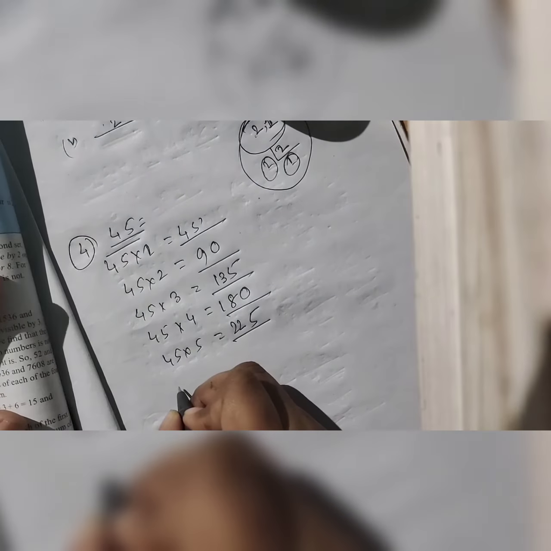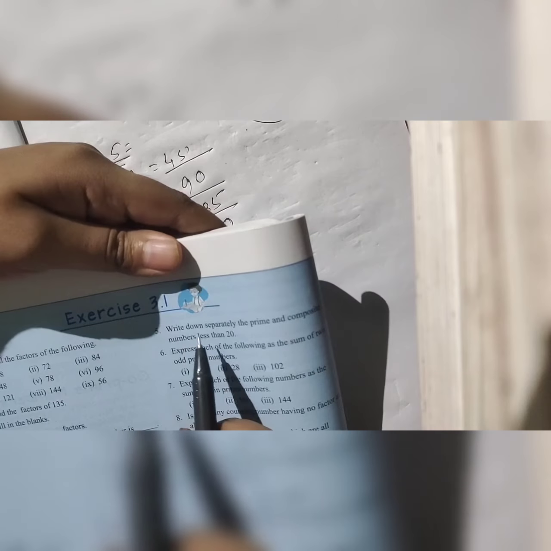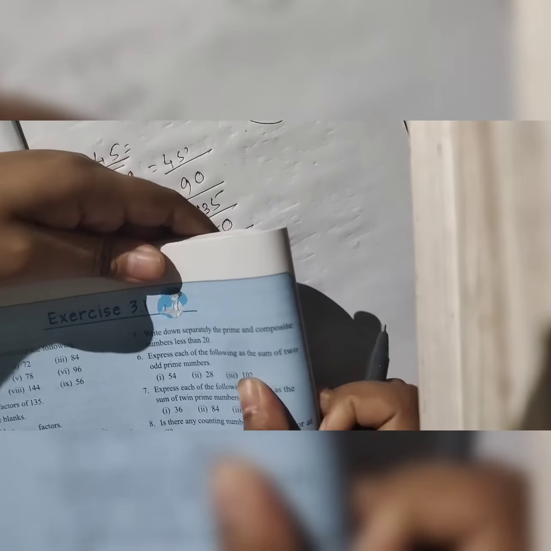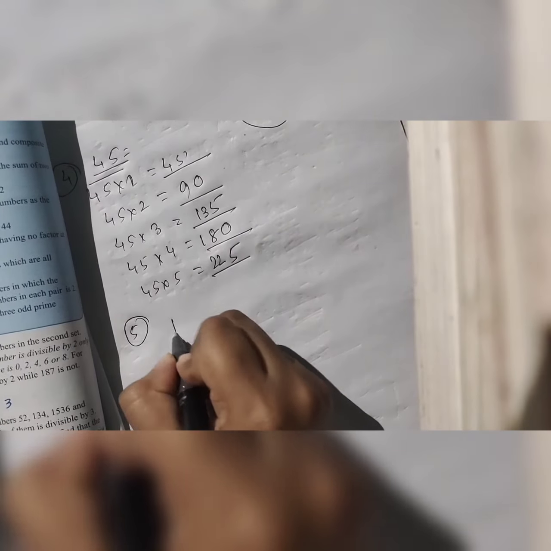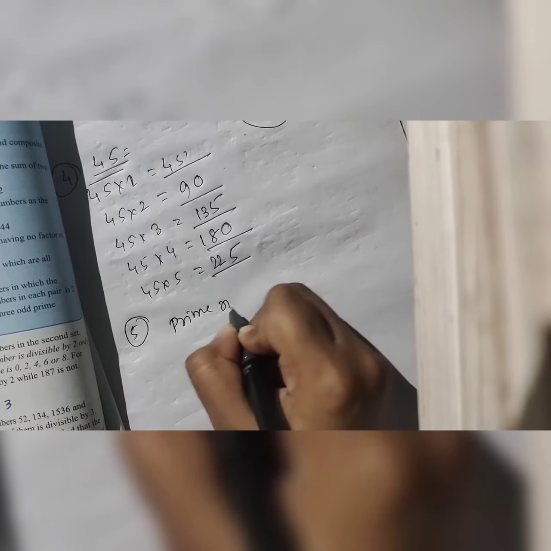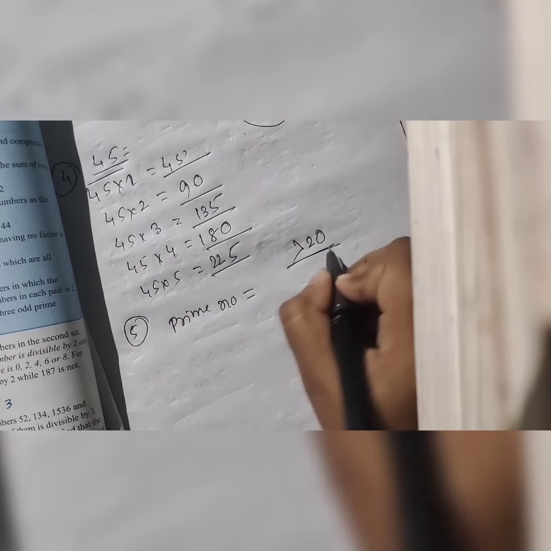The next question is, write down separately the prime and composite numbers less than 20. So prime numbers and composite numbers less than 20. So less than 20, that means the number should be less than 20.